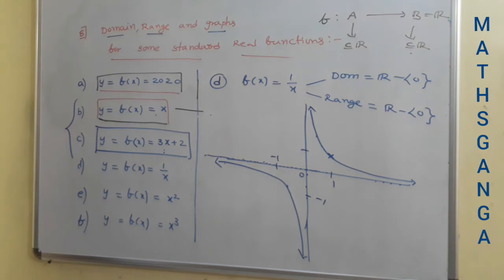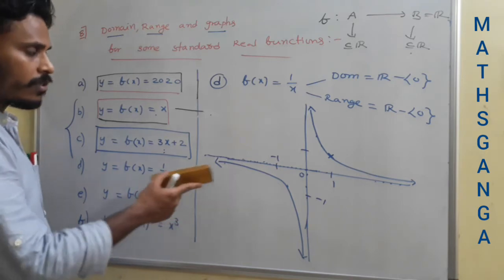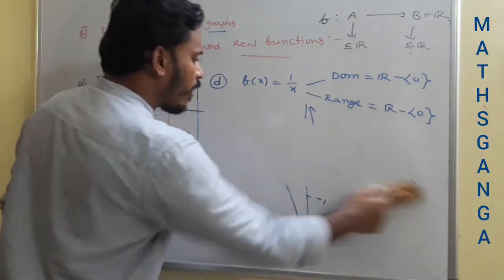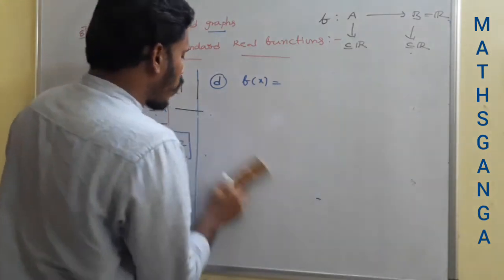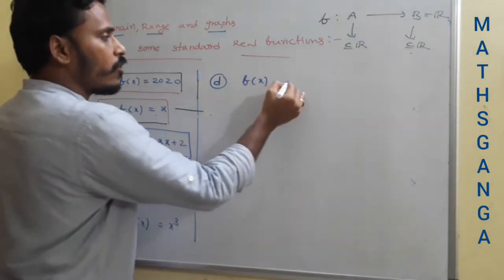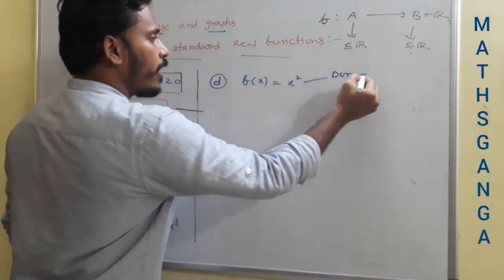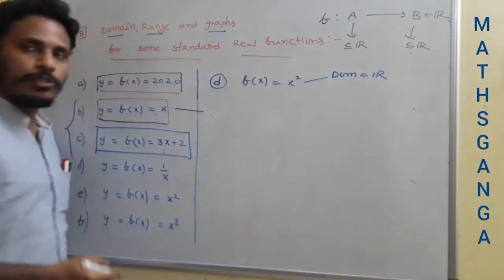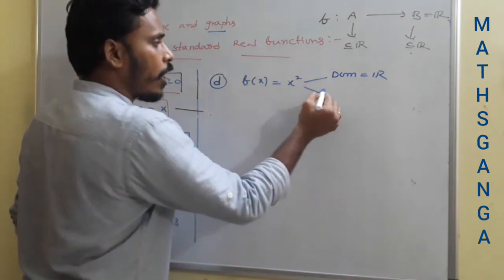I am erasing this to discuss f of x is equal to x square. Just have a look. This is about 1 by x, right. And the next thing is f of x is equal to x square. I think you are all familiar with that. F of x is equal to x square is a quadratic. For this function, domain is all real numbers. You just take any real number in the place of x, no problem. Always you will get an answer.